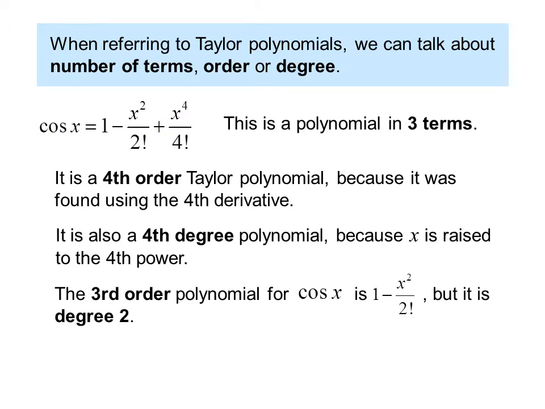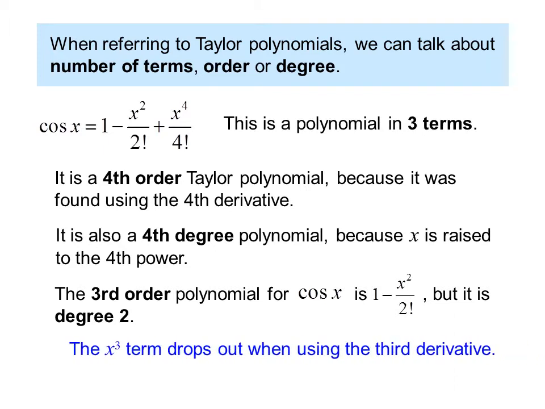The 3rd order polynomial for cosine x is 1 minus x squared over 2 factorial, but it is degree 2. The x cubed term drops out when using the 3rd derivative. This is also the 2nd order polynomial.